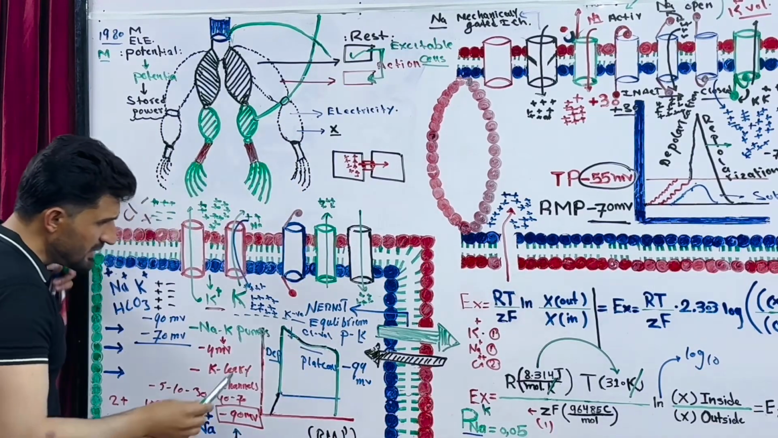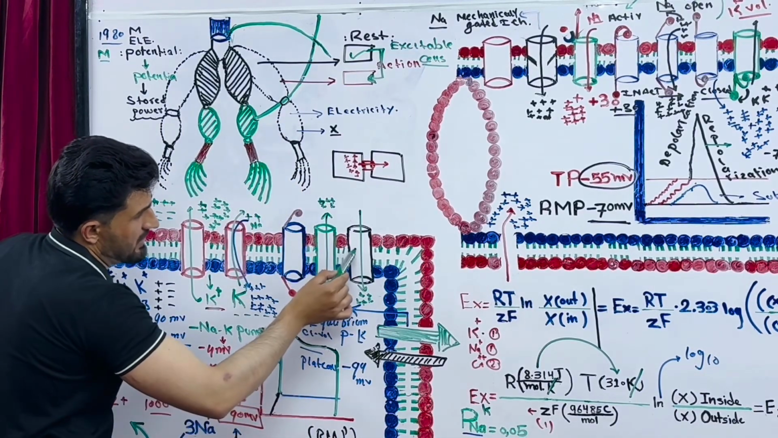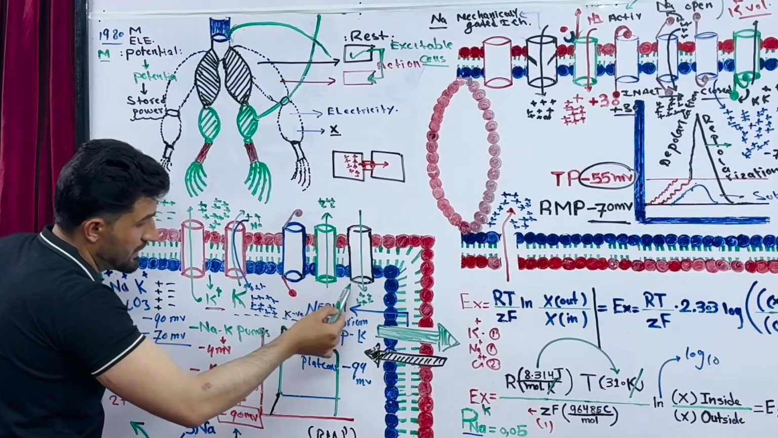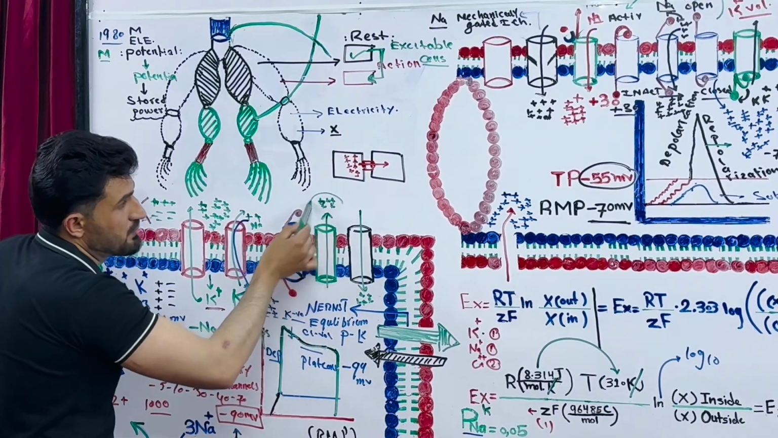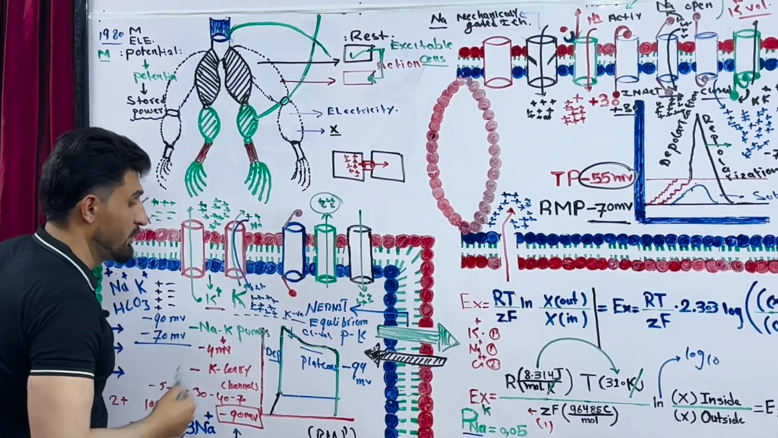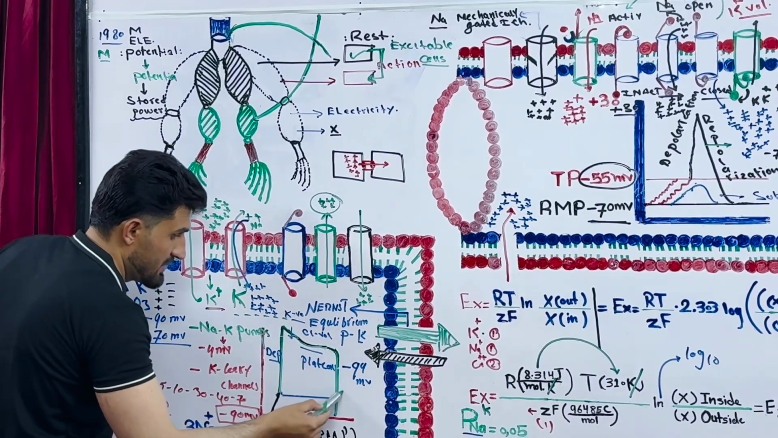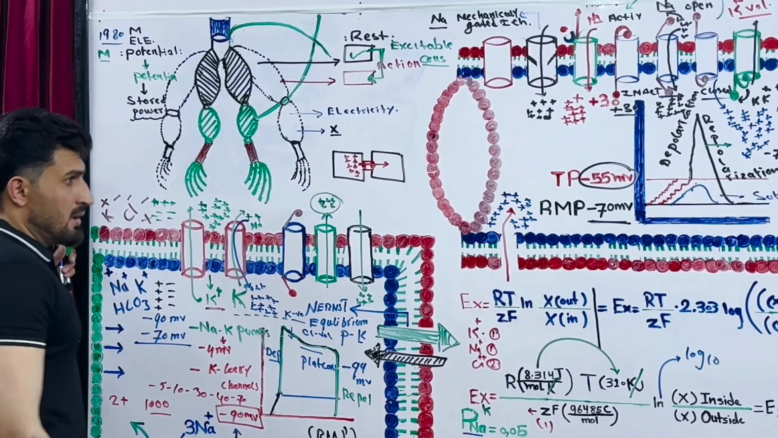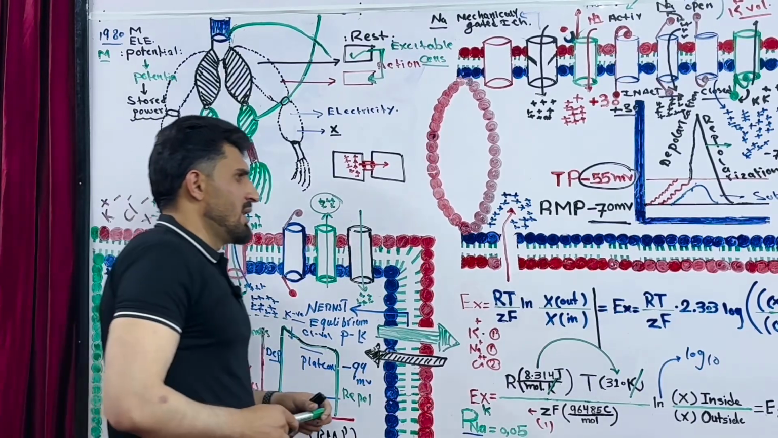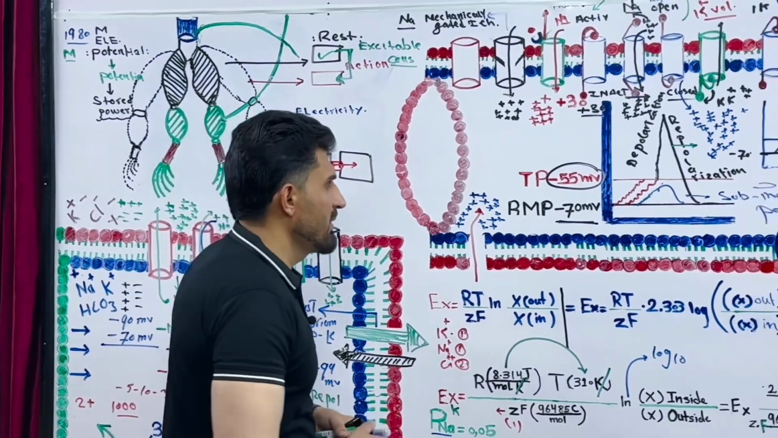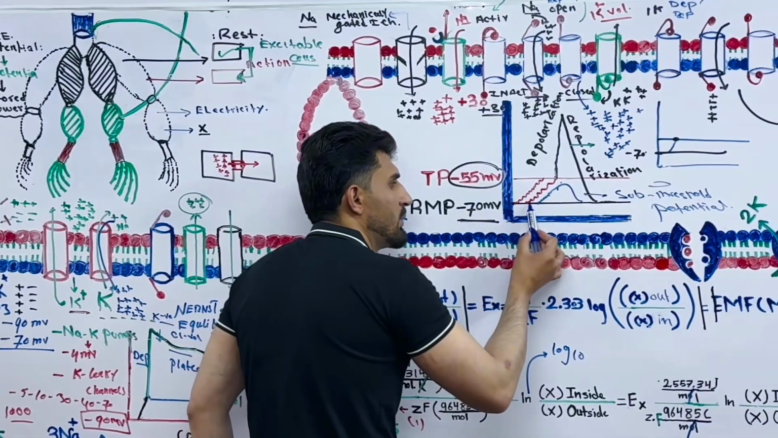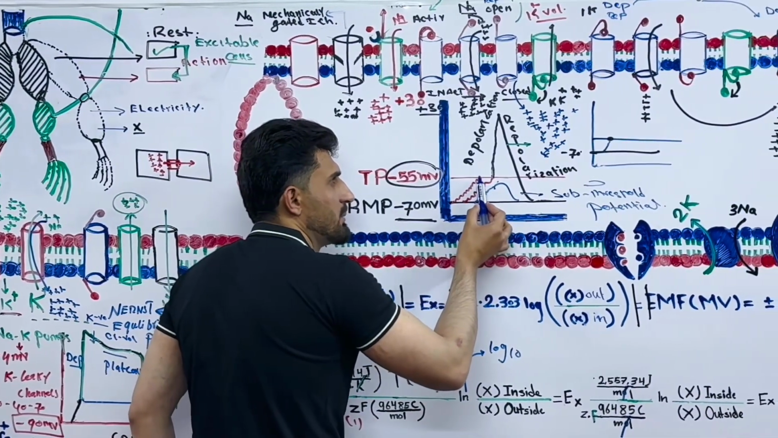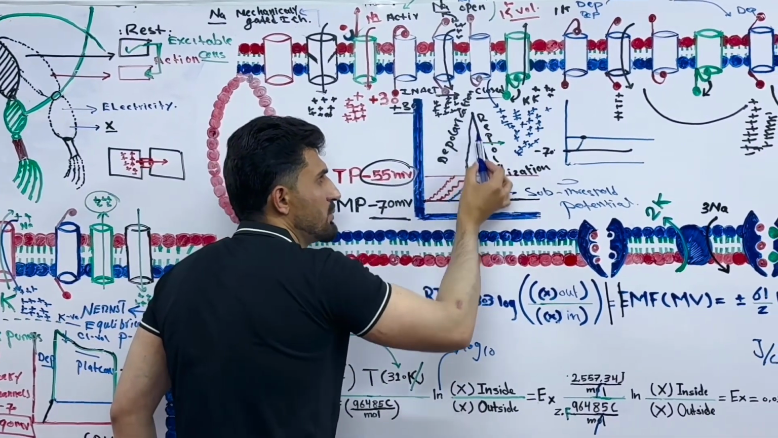Now, after this the calcium voltage gated channels will be closed, and potassium voltage gated channels remain open, and our cells come back to the repolarization state. And here is another state which is called hyperpolarization. Hyperpolarization means when you go from resting state to threshold potential, from there to depolarize, and from depolarize to repolarize.